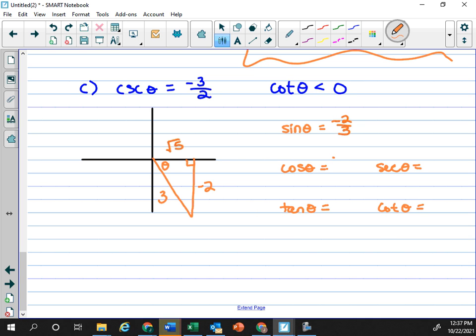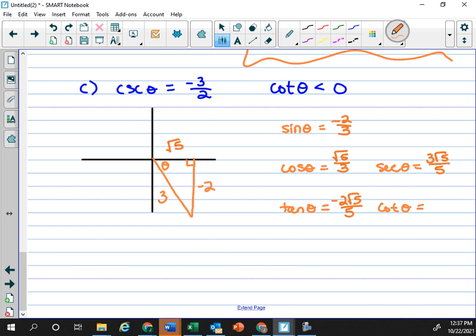Cosine is just √5 over 3. Tangent, then, you'd have negative 2 over √5. So when you rationalize that, that's negative 2√5 over 5. We're okay with that? Secant, then, is going to be the same idea. When you flip that, you have 3 over √5, which rationalizes to 3√5 over 5.